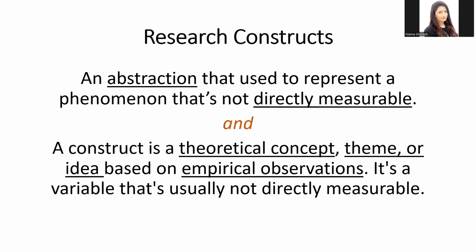The other definition of construct is, a construct is a theoretical concept, theme, or idea based on empirical observations. So again, a theoretical concept, theme, or any idea based on empirical observations is a variable that is usually not directly measurable. So a construct is also a variable, but it cannot be directly measured.